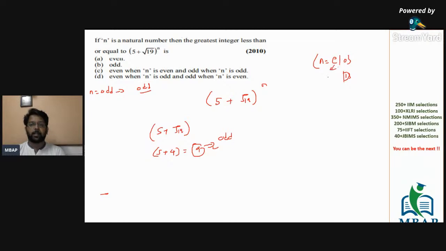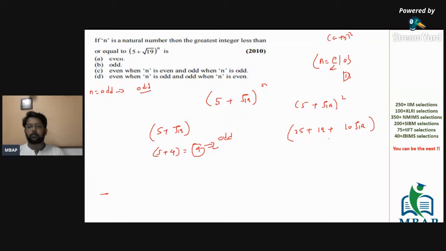The second part is put n to be even, which is 5 plus root 19 the whole square. Now it is nothing but a plus b the whole square, which is a square, b square, and 2ab. So 5 square will become 25. Root 19 square will become how much? 19. And this will be 2ab, which is 10 root 19, right?